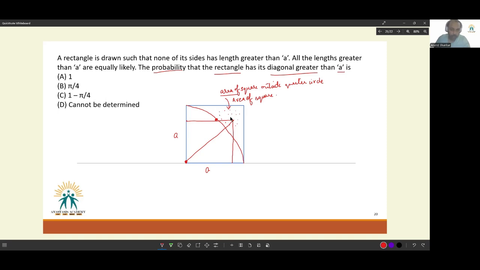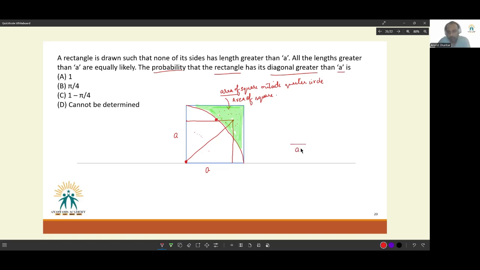So any point outside this quarter circle in this region, these are favorable. This area is favorable, the one that has been marked in green. And everything within this arc is unfavorable. But both of them together make the universe. So in order to reach the answer here, we need the area of the square outside the quarter circle divided by the area of the square.